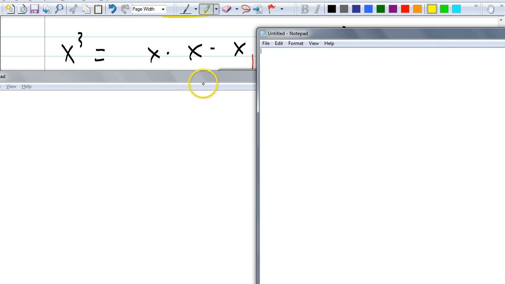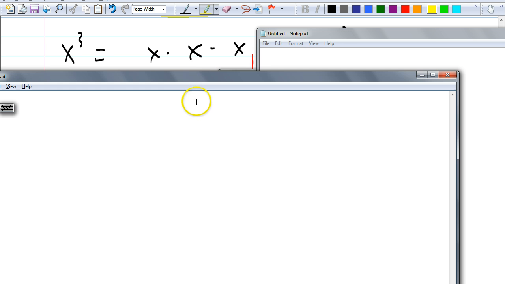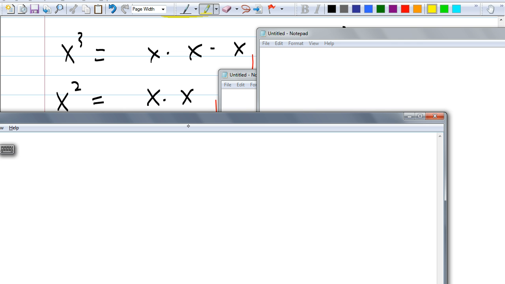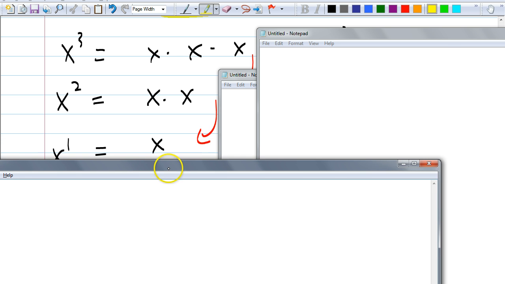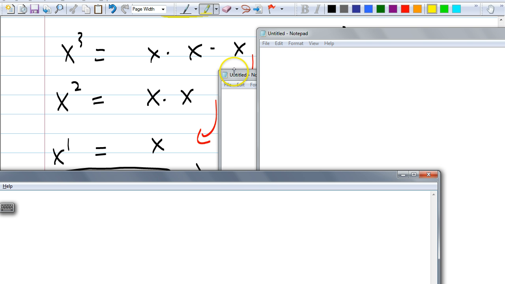Okay, what about x to the second? X times x. Right? What does x mean? X to the first. Just x. Now, does anybody see what we're doing as we're decreasing the exponents? What's happening to the number of x's? And how are we going from the first step to the second step? What operation am I taking? In other words, how does x times x times x become x times x? We're dividing by the same base, which is x.